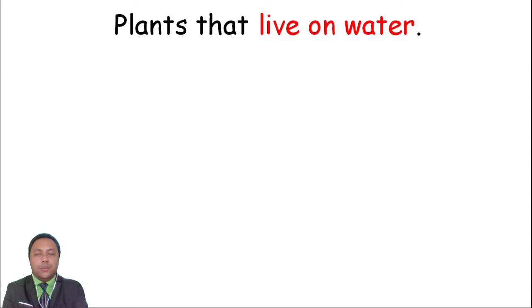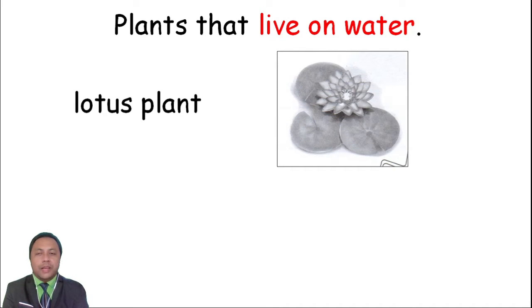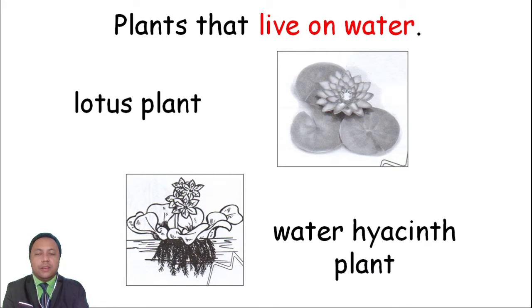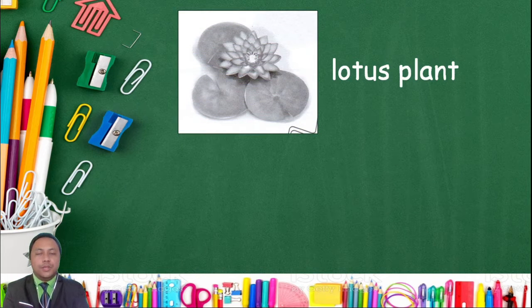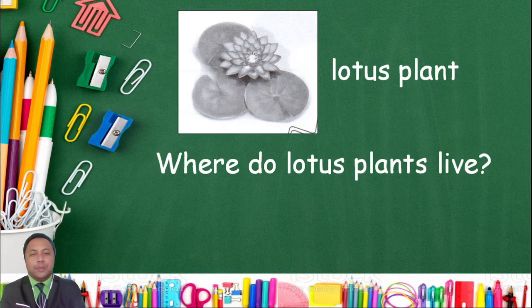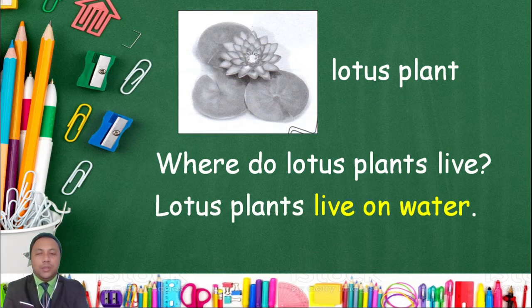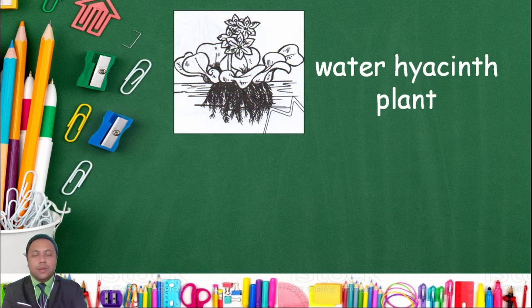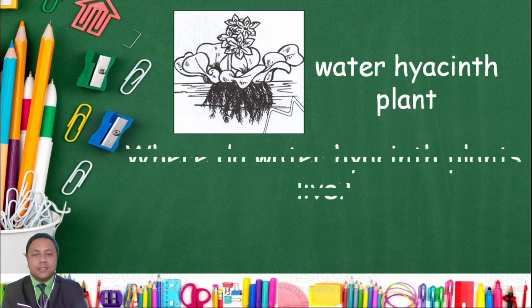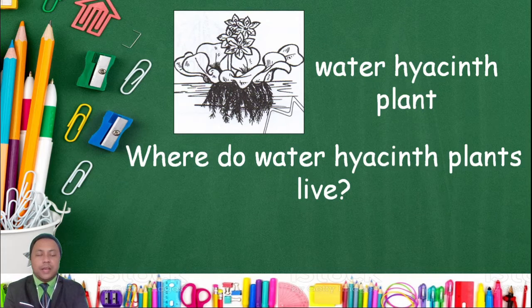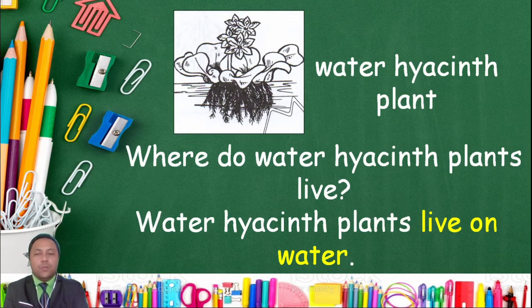Plants that live on water, meaning these plants float on water. For example, lotus plant and water hyacinth plant. Lotus plant. Where do lotus plants live? Lotus plants live on water. Water hyacinth plant. Where do water hyacinth plants live? Water hyacinth plants live on water.